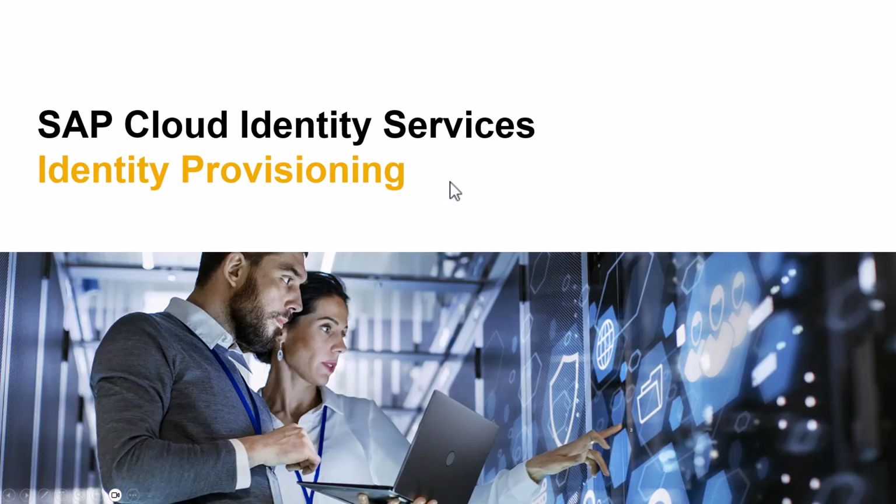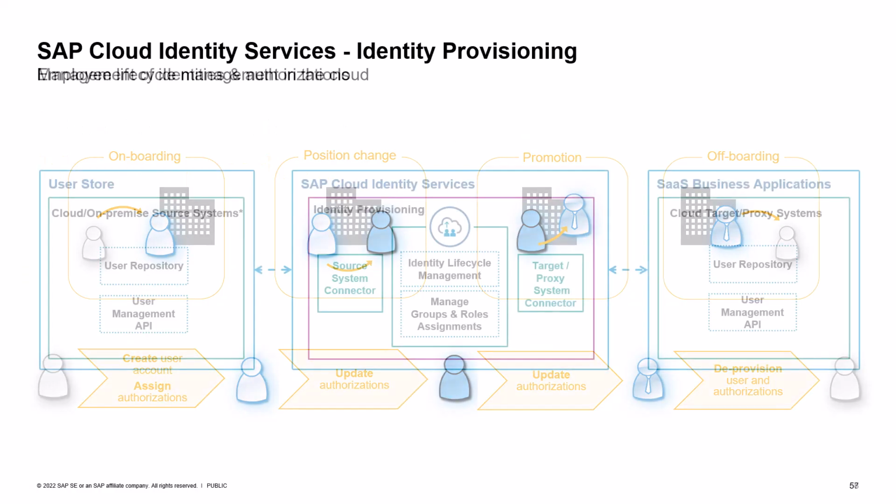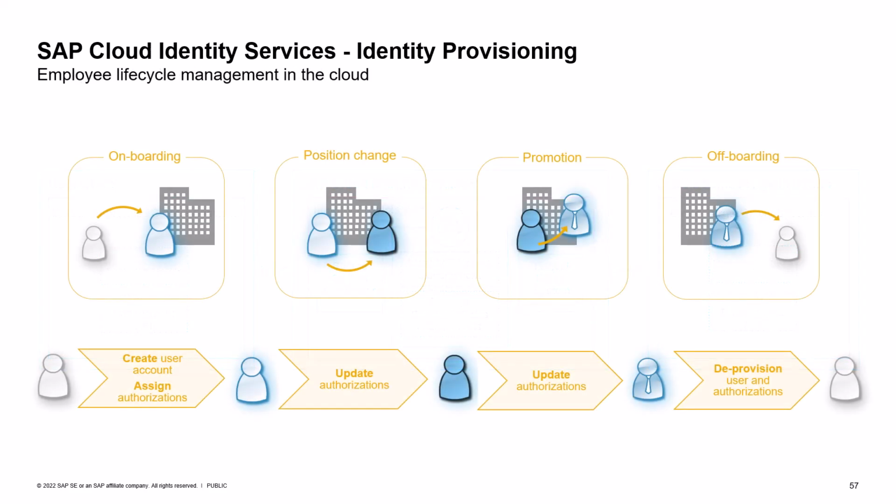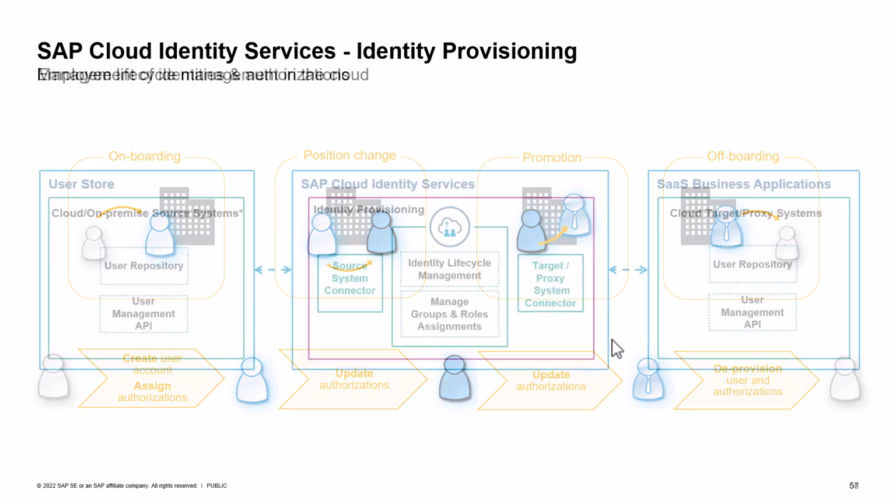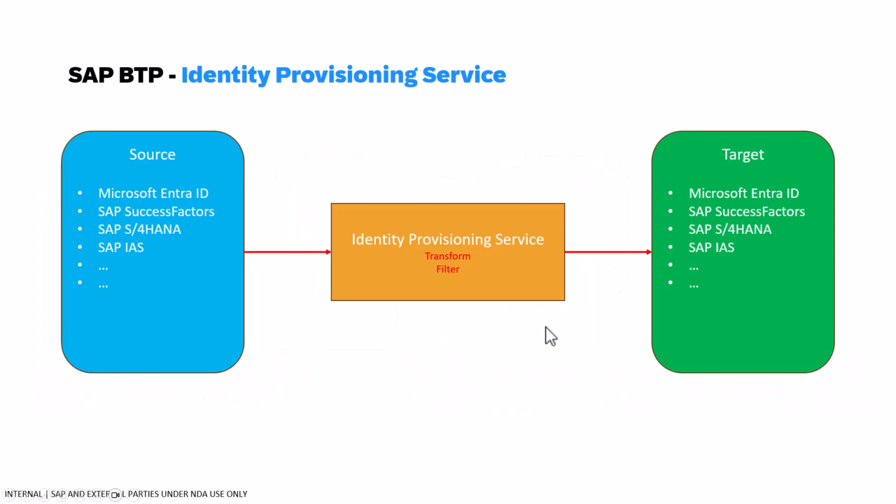So now let's turn our focus to identity provisioning. With identity provisioning, just like the name suggests, we are interested in the provisioning of user identities. A user can onboard, they can change their position, they can get promoted, and finally they get offboarded. We need to track all the changes for the user. So we need to create the user account, update the authorization, and then finally deprovision the user as well. So this is a nicer slide. I just created the slide.